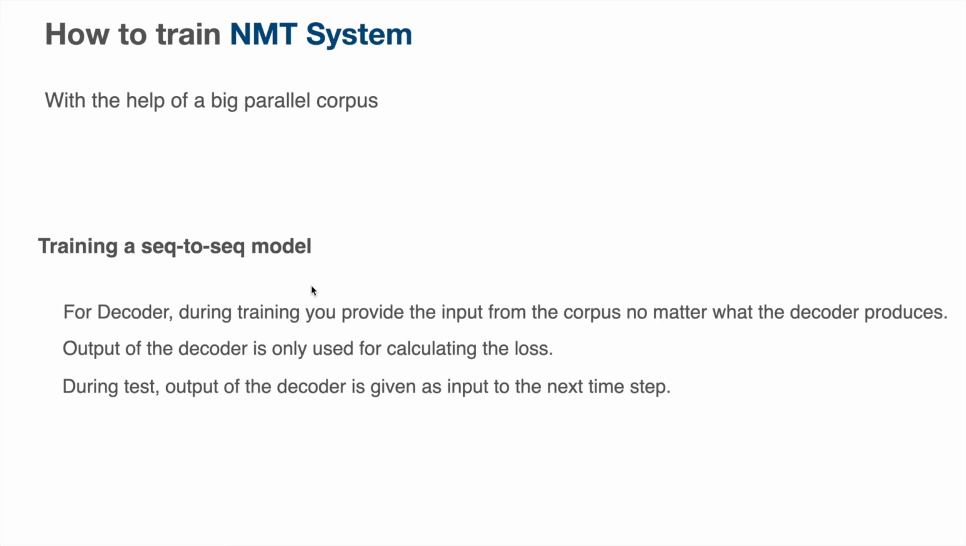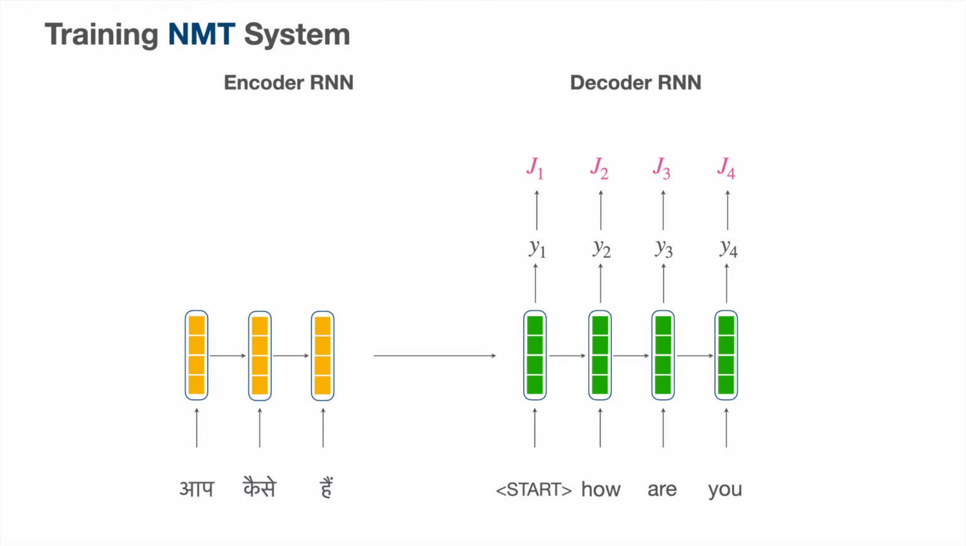Now to train a sequence to sequence model, we need to provide the input from the corpus no matter what the decoder produces. So during training, we use the output of the decoder for calculating the loss, and we are not going to feed that into the next hidden state. We're going to use the output of the decoder to calculate the loss and update the weights. But during the test time, the output of the decoder is directly given as input to the next time step. Let's look into the training process of the NMT system.